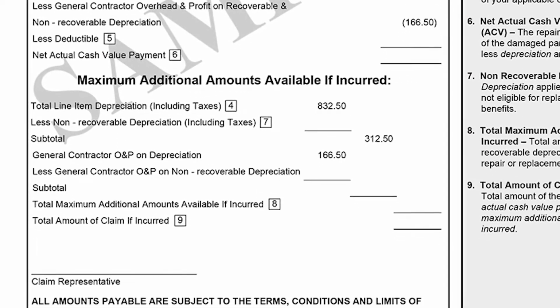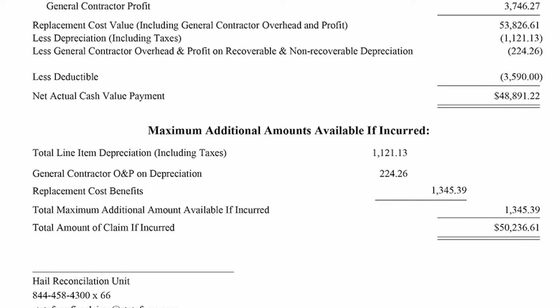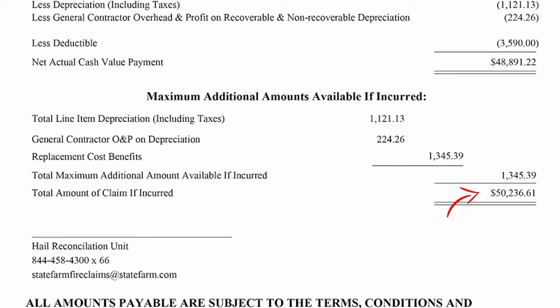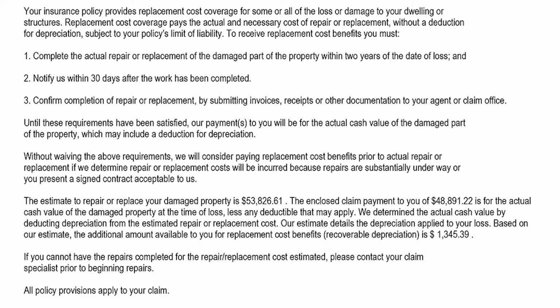As we go through the insurance estimate, there are some additional amounts available if incurred. That means if we have to do any additional items, for example code items, then they will pay for those, and these are the maximum amounts they're allowed to pay. So they can pay all the way up to $50,000 on this one. It didn't quite go that high, but they can pay that much. As you go through, there's more information about replacement cost value, and about notifying them within 30 days after the work is completed.